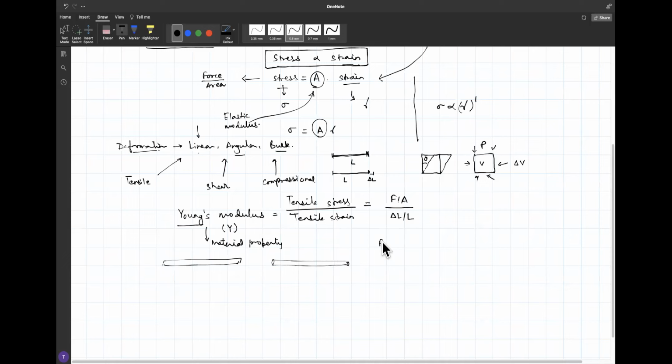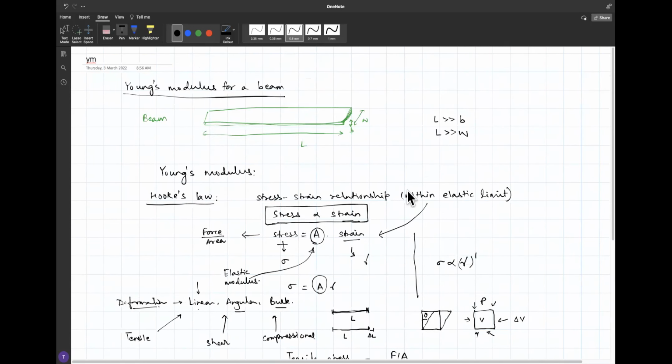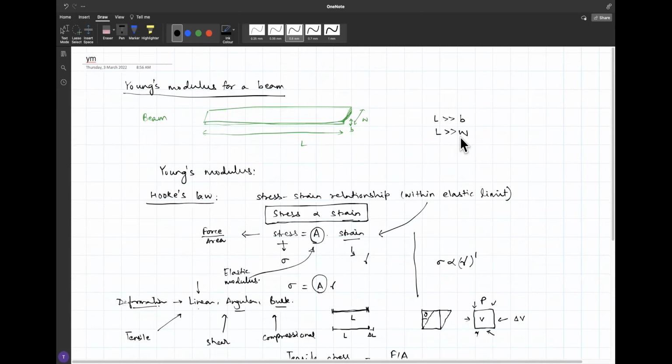Normally there are two different methods you can use to measure it. One is called the flexure method, and the other one is called Searle's method. I think we are going to do the flexure method. The condition here, as I told you, is that the length is much larger than the breadth and the width.